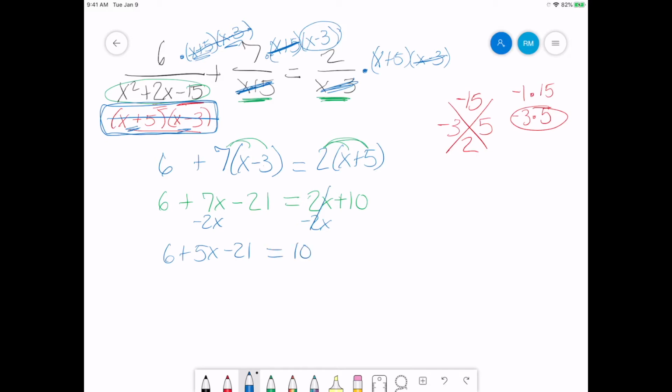But now I notice that I have two numbers over here. So before I can move these numbers to the other side, I have to combine like terms. A positive 6 and a negative 21 are going to equal a negative 15. So now I'm going to add 15 to both sides. And in my last step, divide by whatever is next to x.